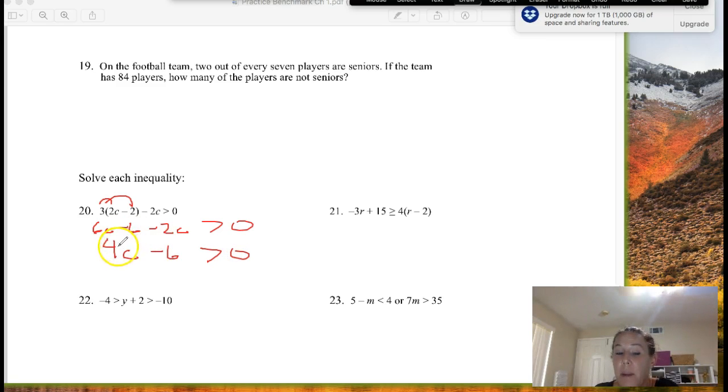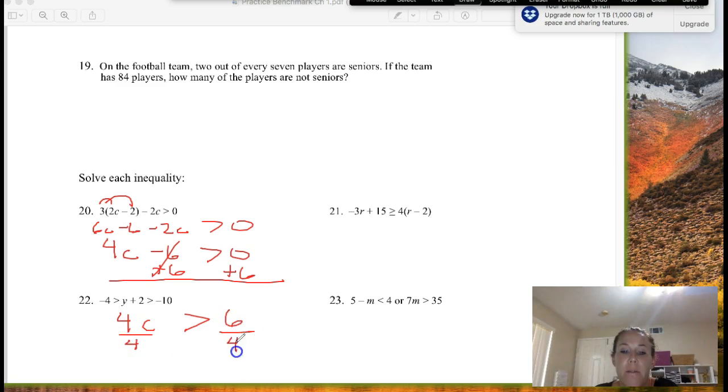Now I want the c by itself, so I'm going to add 6 to both sides. Now I'm not multiplying or dividing by a negative. I'm adding, so I don't do anything to my sign, just leave it. And I come up with 4c's is greater than, on this side I have 6. Now I'm going to divide both sides by 4. I am dividing on both sides, but I'm not dividing by a negative.